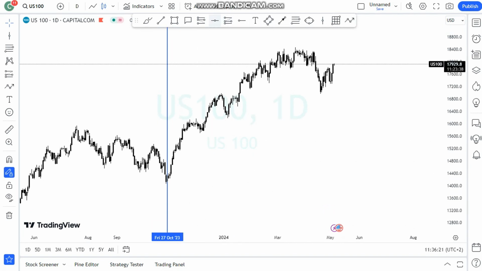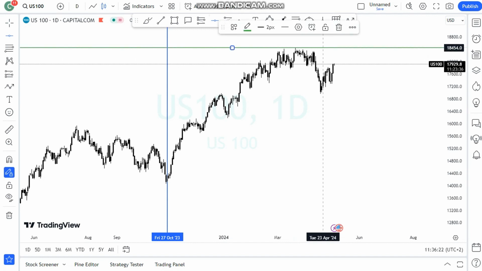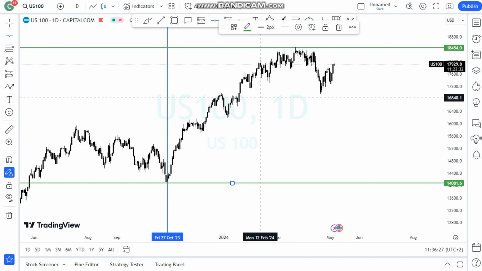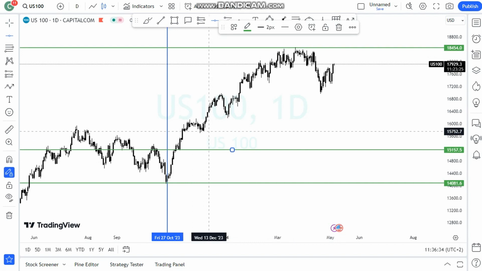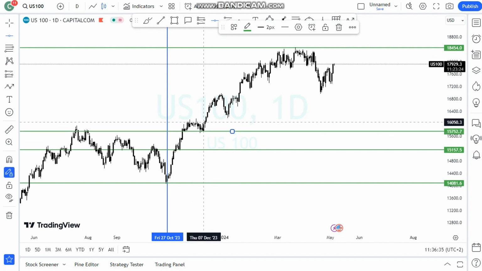So one thing I'm going to do is mark out my highs and my lows. This is my highest point and this is my lowest point. For me, I'm just going to put on areas where the market has turned. So here I have a little support, here I have a little resistance.